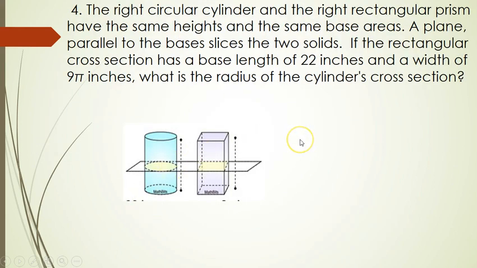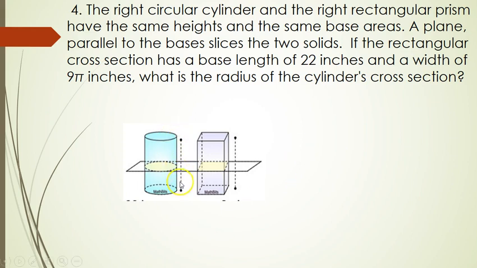Number 4. The right circular cylinder and the right rectangular prism have the same heights and the same base areas. A plane parallel to the bases slices the two solids. If the rectangular cross section has a base length of 22 inches and a width of 9 pi inches, what is the radius of the cylinder's cross section?